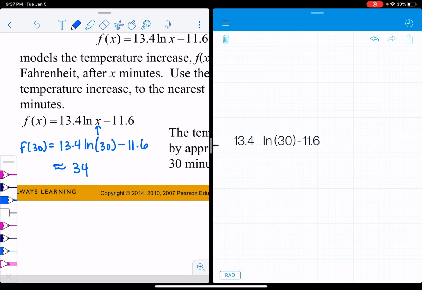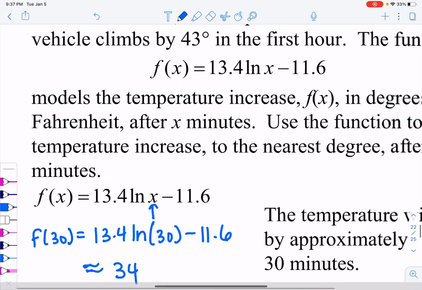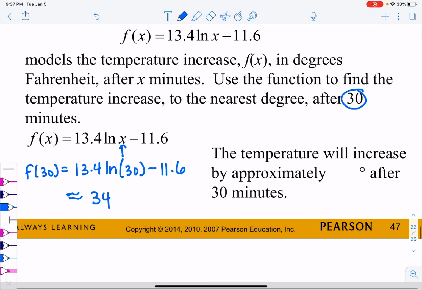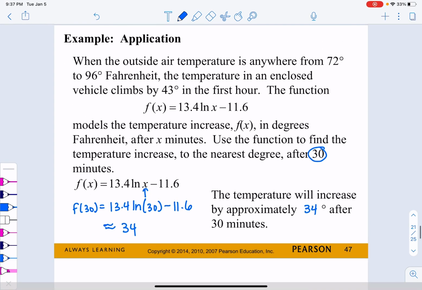So the temperature will increase by approximately 34 degrees after 30 minutes. Now think about that. Your car is sitting somewhere when the outside temperature is from 72 degrees to 96 degrees. In just half an hour, it's going to raise 34 degrees. Don't leave your dog or your child or your little bratty brother in the car all by themselves for too long, because that is not going to be a good thing.